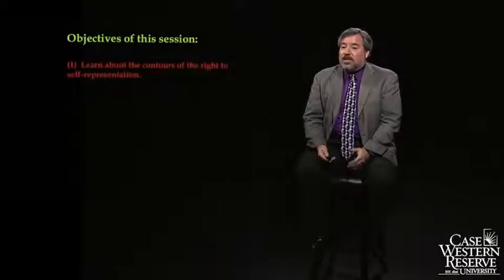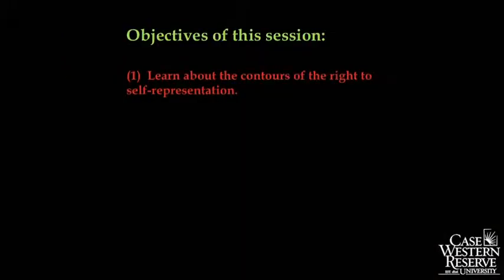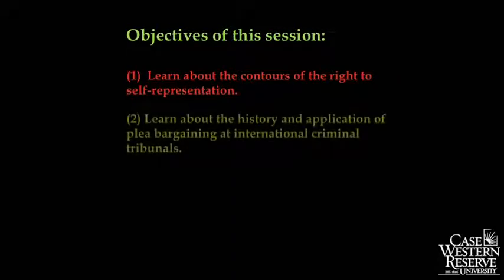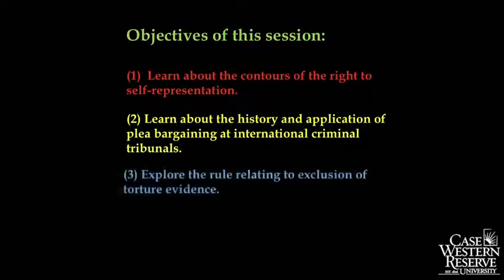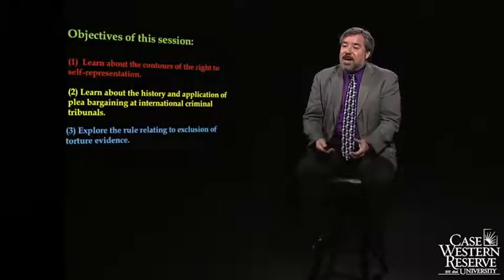The objectives of our session are, first of all, to learn about the contours of the right of self-representation. This is something that almost every dictator or tyrant has wanted to do when they're on trial. Their goal is to try to hijack the proceedings, and they do it through self-representation. Next, we'll learn about the history and application of plea bargaining to international criminal tribunals and the differences between its application in the international sphere and domestically.